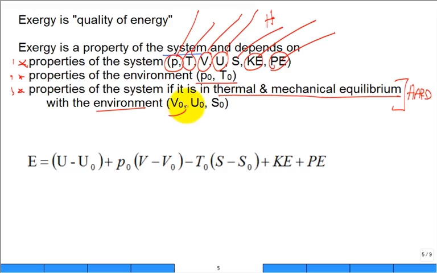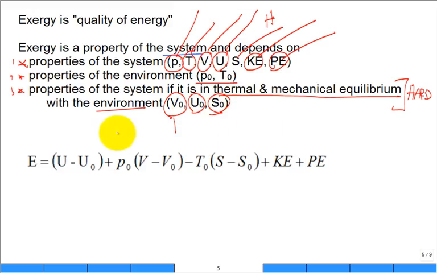So when you see this V naught, is that the volume of the environment? Or is it the volume of the system in equilibrium with the environment? You see that? You got two choices. Is it the volume of the environment? Wrong. Or the volume of the system in equilibrium with the environment? It's the volume of the system in equilibrium with the environment. Likewise, U naught and S naught.